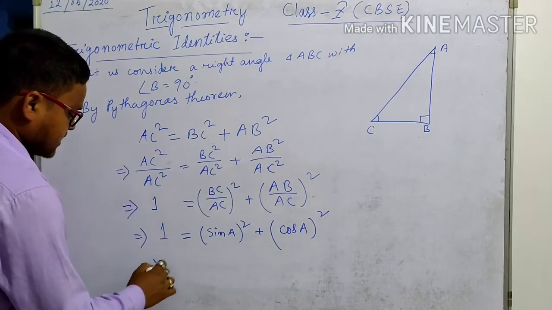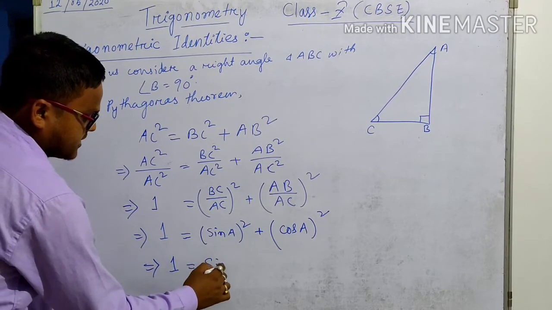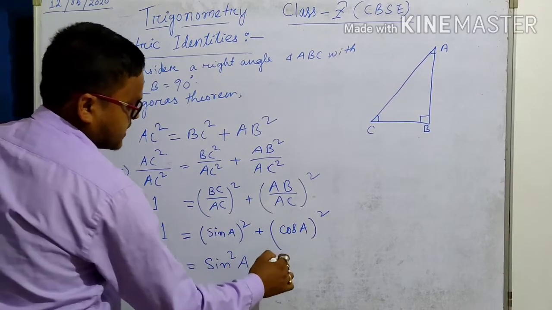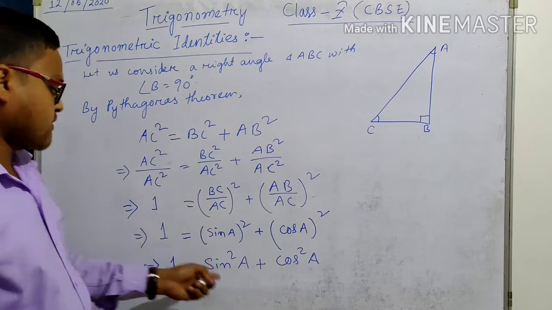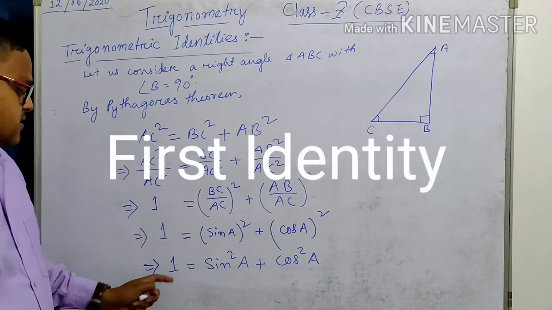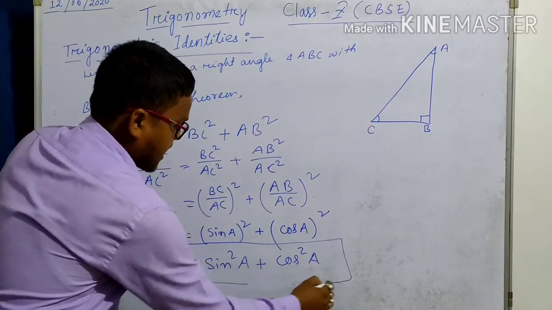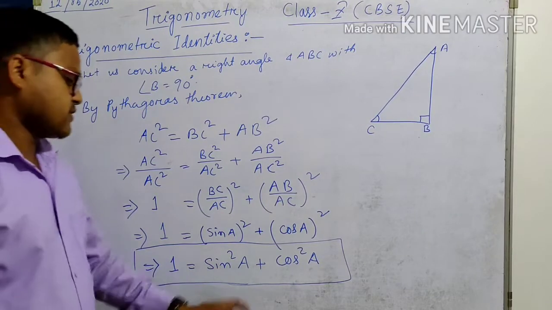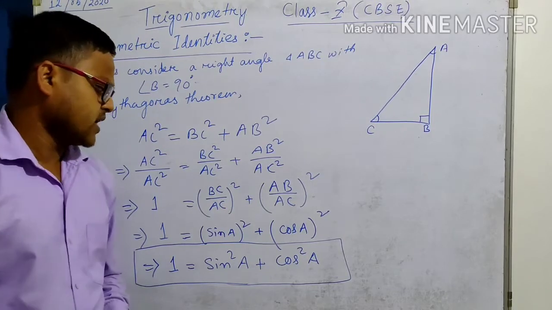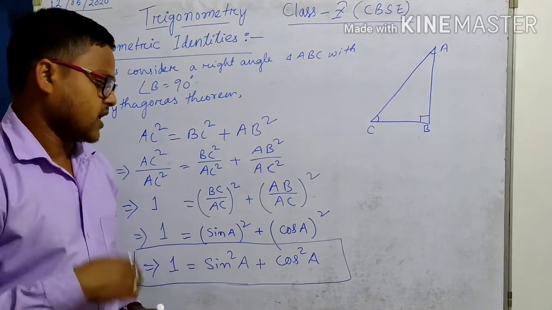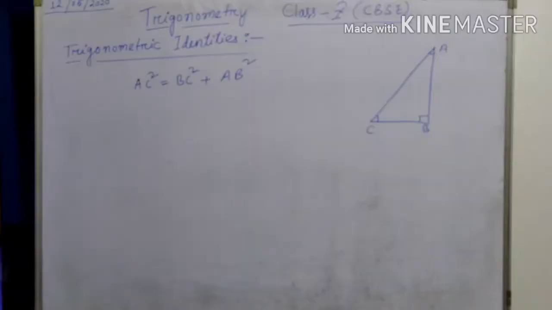So finally you will get 1 equal to sine square A plus cos square A. Finally, sine square A plus cos square A is equal to 1. This is one identity: sin square A plus cos square A is equal to 1. In this way we can find another two identities. Let's see what they are.